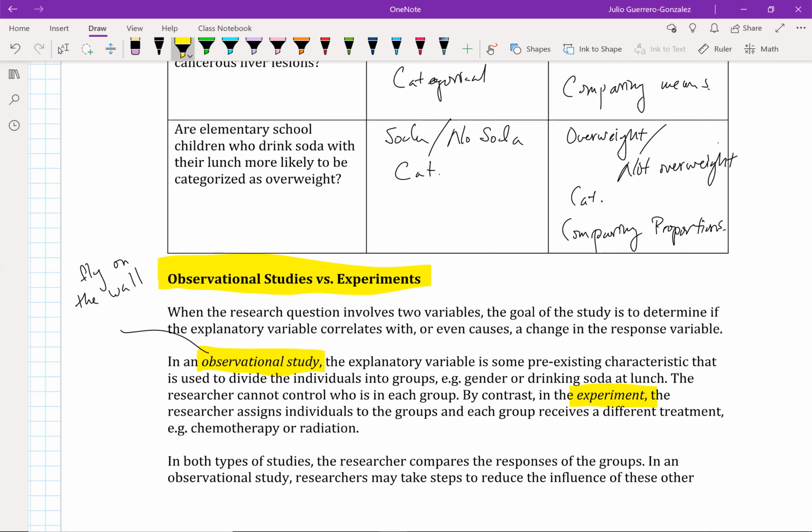So if we carry out the blue pill and red pill analogy, right? In an experiment, you are telling people to take the blue pill versus the red pill. You have them all in a room. You tell them, you're taking the blue pill. You're taking the red pill. You're taking the red pill. You're taking the blue pill. Right? In an observational study, you tell everybody you can take whatever pill you want. But I'm going to observe what happens if you take the red pill, and I'm going to observe what happens if you take the blue pill. Does that make sense?